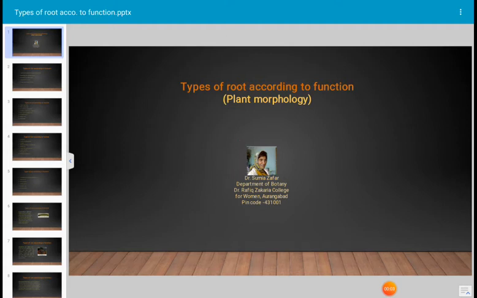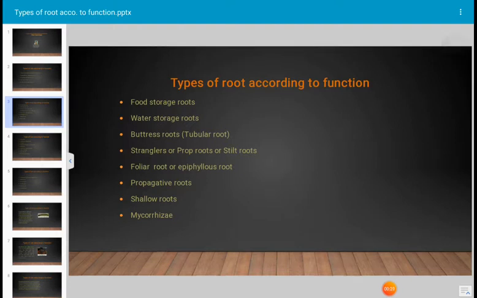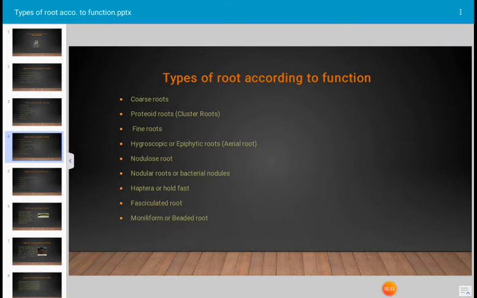Today's topic for discussion is types of root according to function. There are several types of roots made according to function of the roots, that are nematophores, adventitious roots, contractile root, parasitic root, food storage root, water storage root, buttress root, stranglers or prop roots, foliar root, propagative roots, shallow roots, mycorrhiza, coarse root, proteoid roots, fine roots, hygroscopic root, nodulose root, nodular roots or bacterial nodules, haptera or holdfast, fasciculated roots, moniliform or beaded roots.